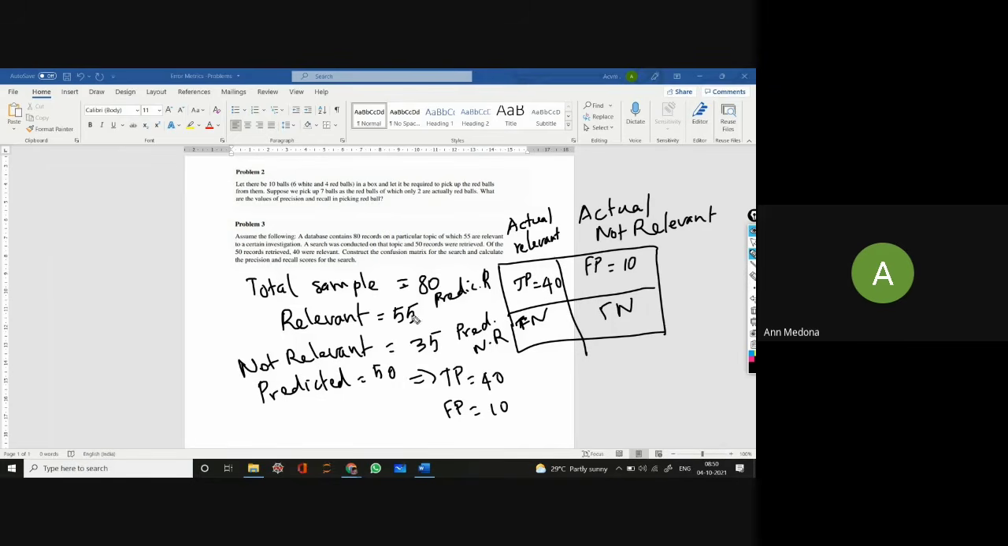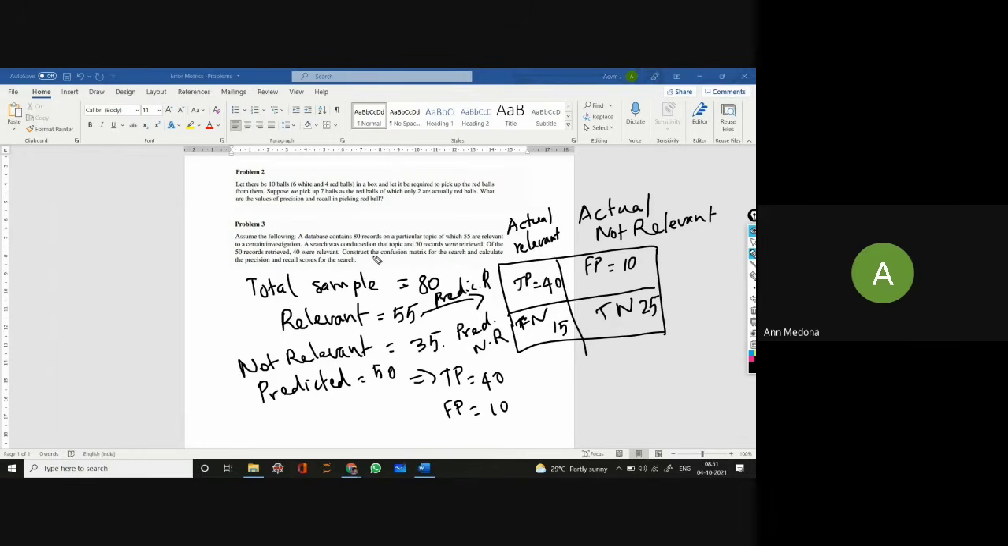So predicted, sorry, relevant, you have totally 55. So 55 minus 40 will provide you the false negative, which is nothing but 15. Here total not relevant is equal to 35. So false positive is equal to 10. So 35 minus 10, which is nothing but 25, will be your true negative. Okay, so if you add these two, you will get the relevant 55. If you add these two, you will get the total number of samples in not relevant. So this is your confusion matrix.